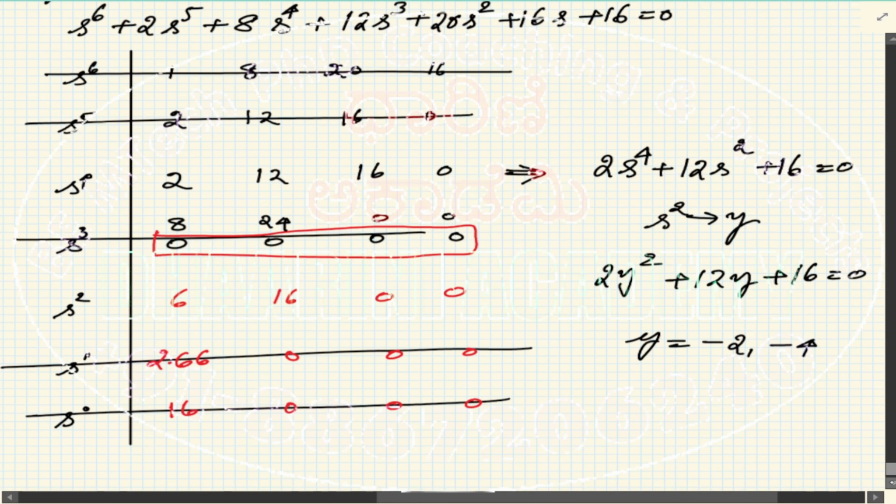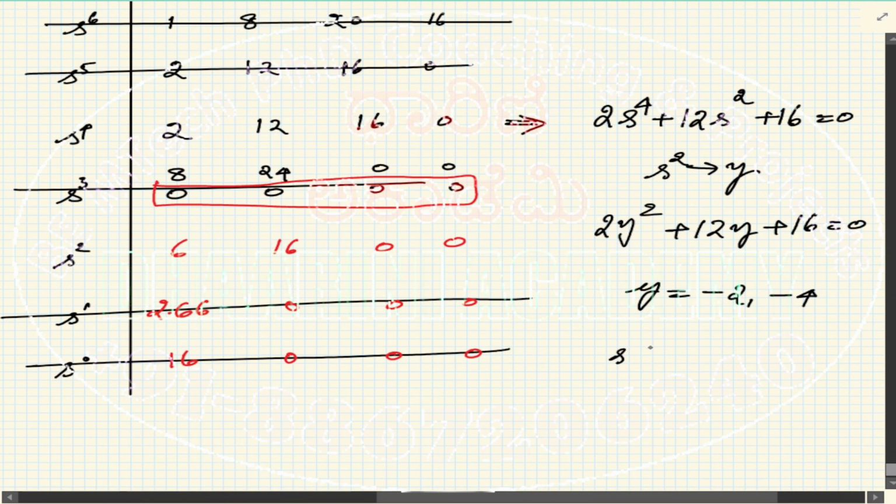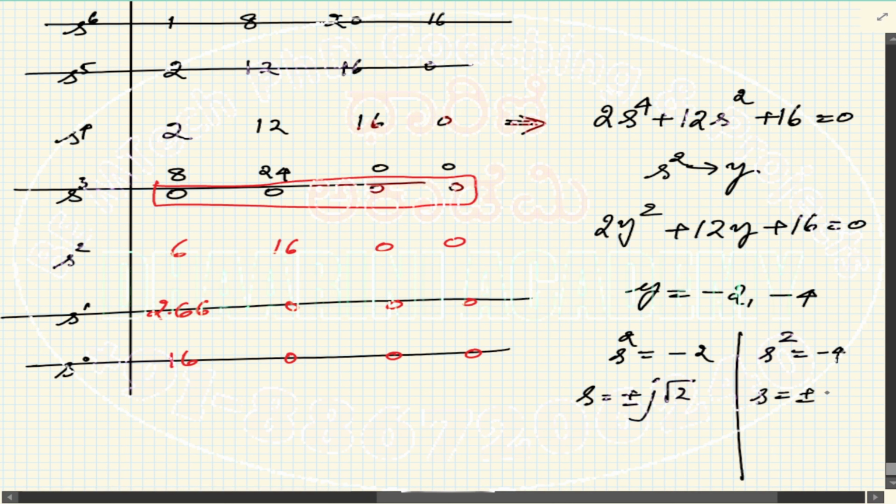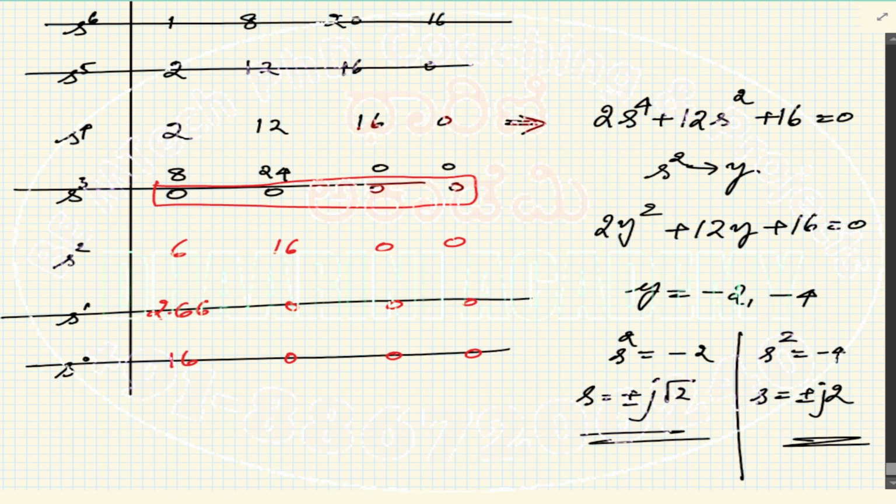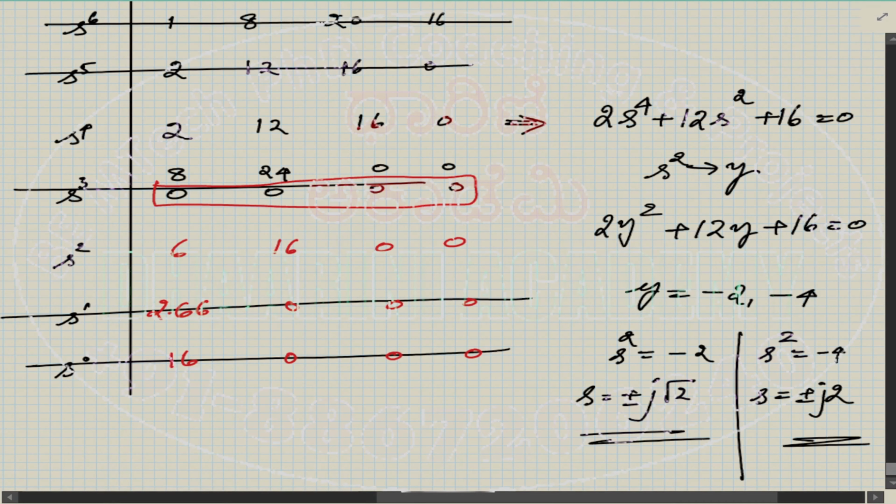So now y is s square. I have s square equal to minus 2 or s square equal to minus 4. So s is equal to plus or minus j root 2, or s is equal to plus or minus j 2, since the root of 4 is 2. So you see you have 4 roots on the y-axis. That's the answer. Straightforward. The number of poles present on the imaginary axis is equal to 4 here.